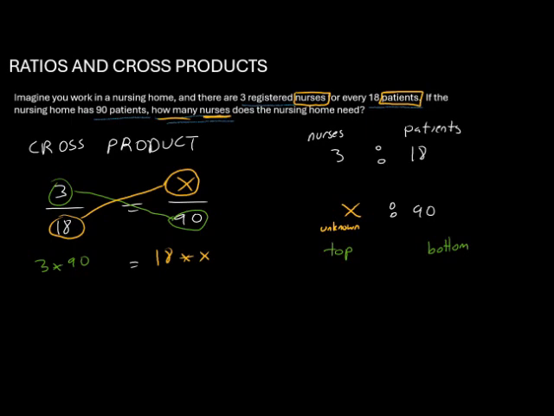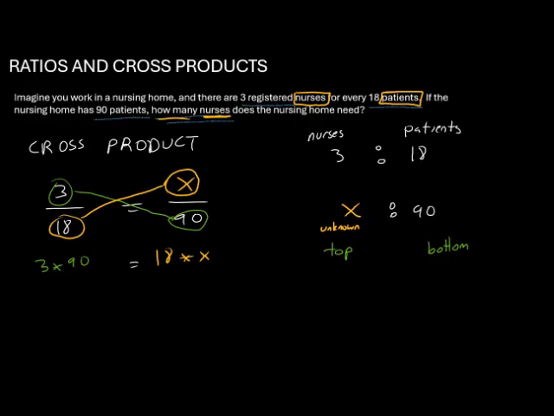We can go to a calculator and take 3 times 90 now. I enter my 3, then press the multiplication symbol, and then enter 90, and press enter. This gives me 270. I'll say this equals 18x. Again, remembering that 18 times x can be written as just the 18 next to x. Now I can divide on both sides by the number next to x. That's 18.